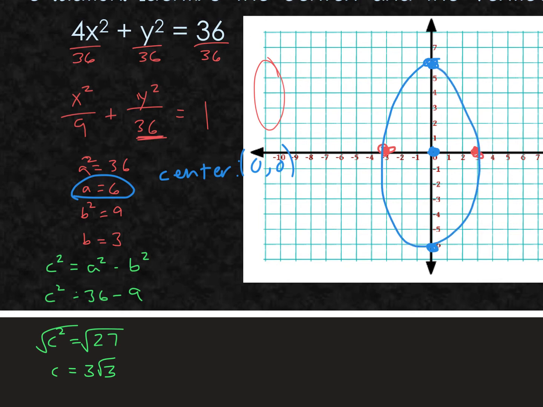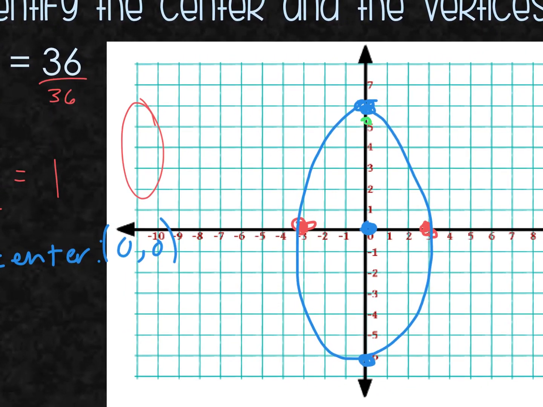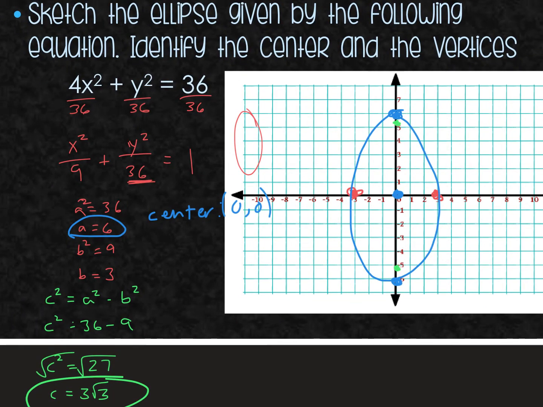It doesn't tell us to here, but we could plot our foci, because c is the distance from the center to the focus, and the distance of 3 square root 3 is about 5.2, so it would be like here. So if it needed to, we could list our foci there.